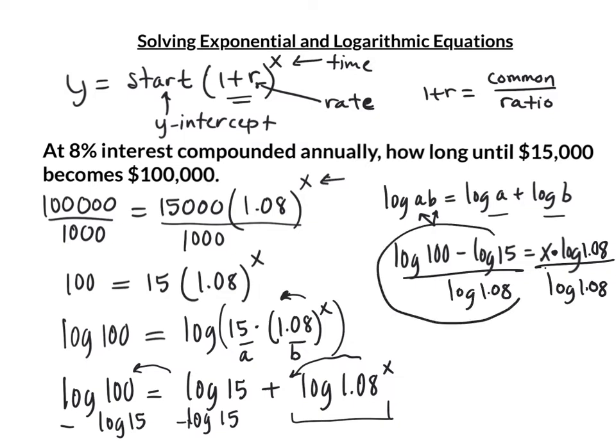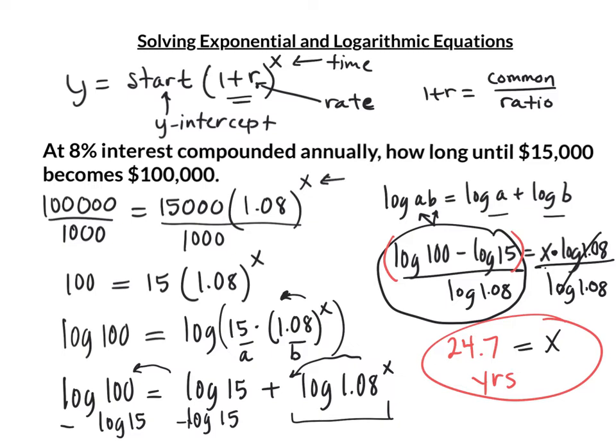Put this in the calculator, and x will equal whatever that is. Be careful that when you put it in the calculator or Desmos, that you have parentheses around this so that you subtract before you divide. Remember that x is time, so it's going to take about, I'm going to round to the tenth, 24.7 years.